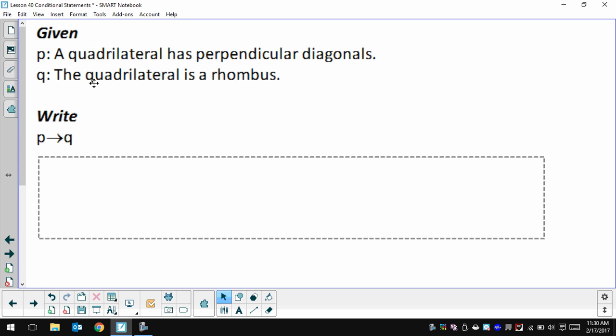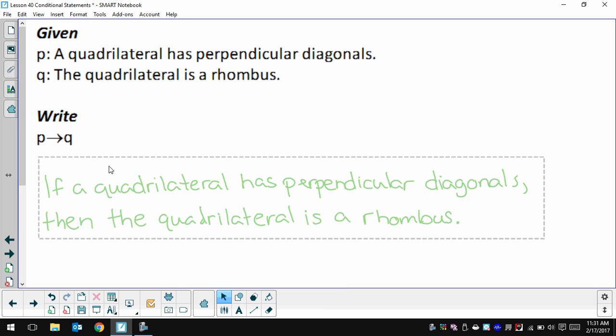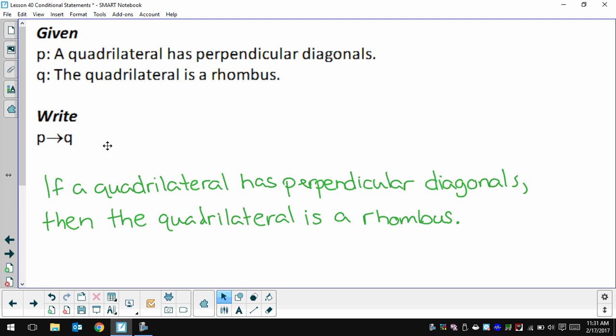I can do the same thing here. If I want to write these two statements in an if-then form, if P then Q becomes if a quadrilateral has perpendicular diagonals, then the quadrilateral is a rhombus.